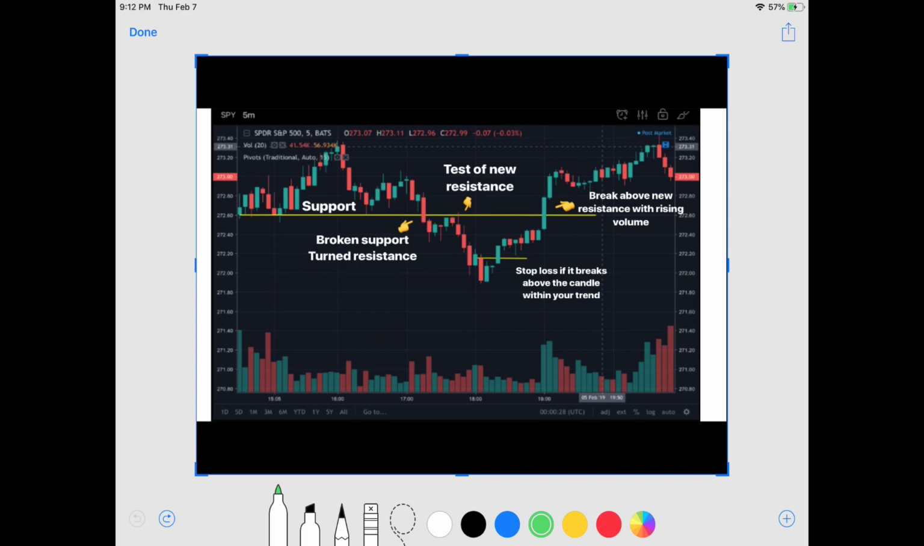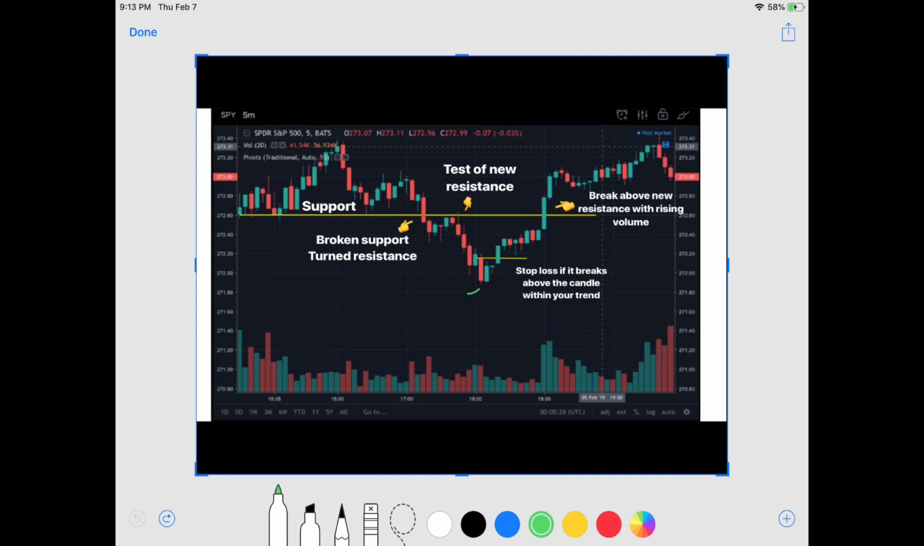And so, as our support line continues, we're still keeping that same support line. We have a break above the new resistance. Well, our support line turned resistance. We have a break above the new resistance with rising volume. So notice when it broke above that new resistance, it was accompanied by rising volume.